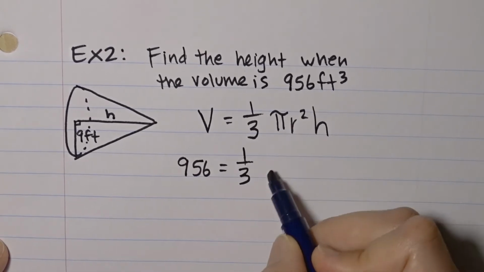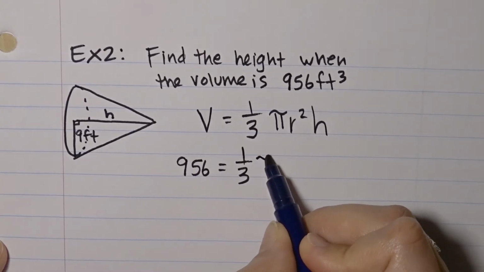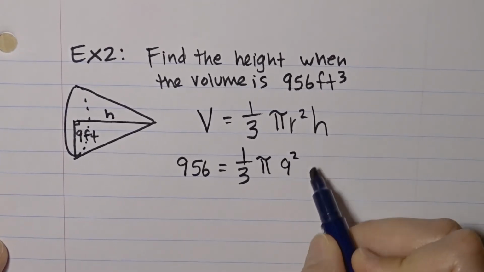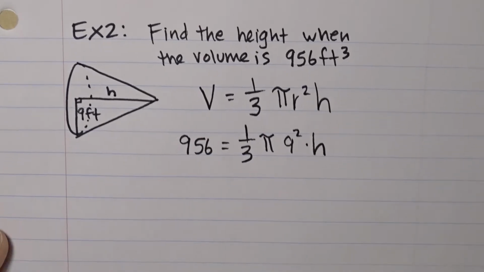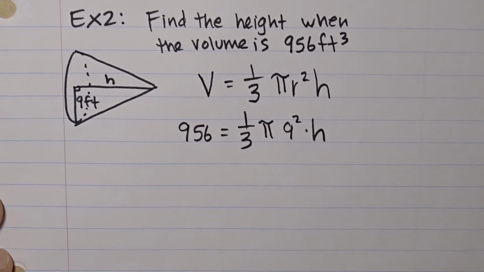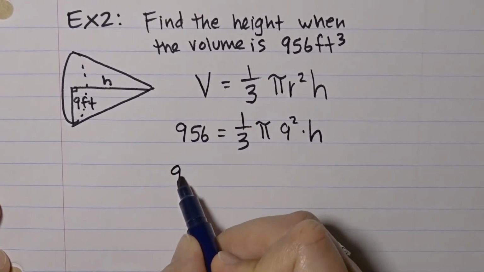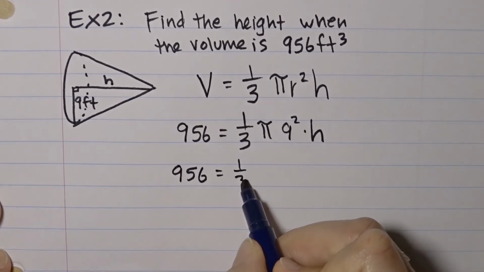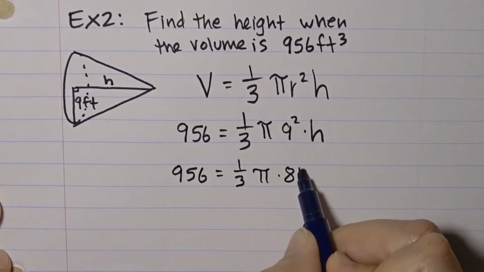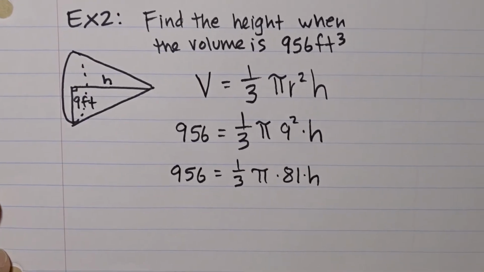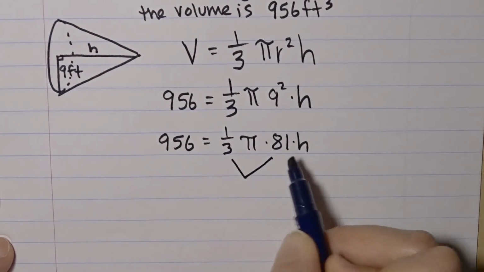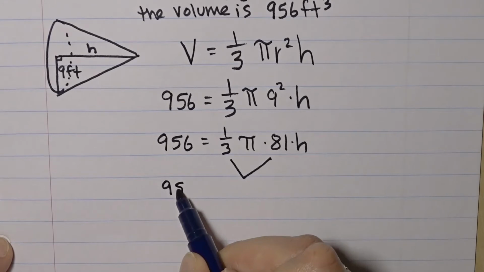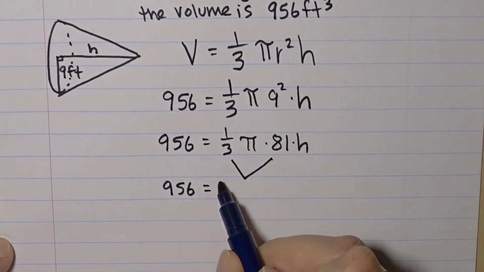1/3 pi. The radius we do know is 9 squared times the height, which we do not know. Okay. And so it's going to be 956 equals 1/3 pi times 81h. And if we just put all of these together, 1/3 of 81 is 27.